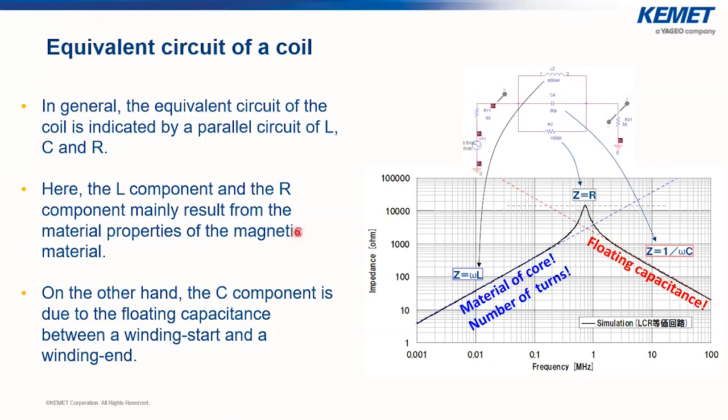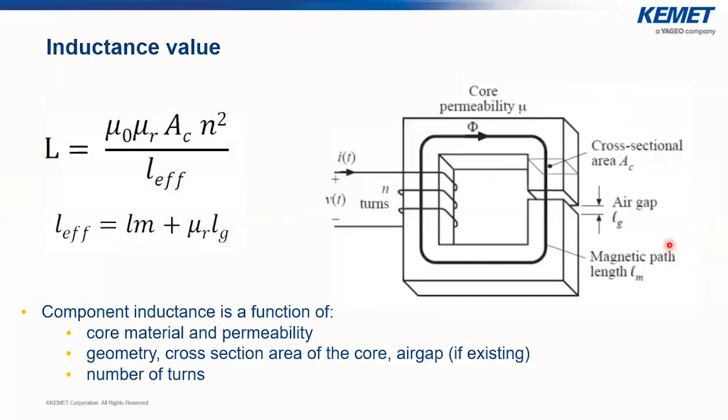If we have a look at the impedance graph, here you can see that there is an area that is dominated by the inductance. Then here there will be a self-resonant frequency where the impedance generated by the inductance is equal to the impedance generated by the capacitance. And then here we will have an area that is dominated by the floating capacitance, so by a parasitic capacitance.